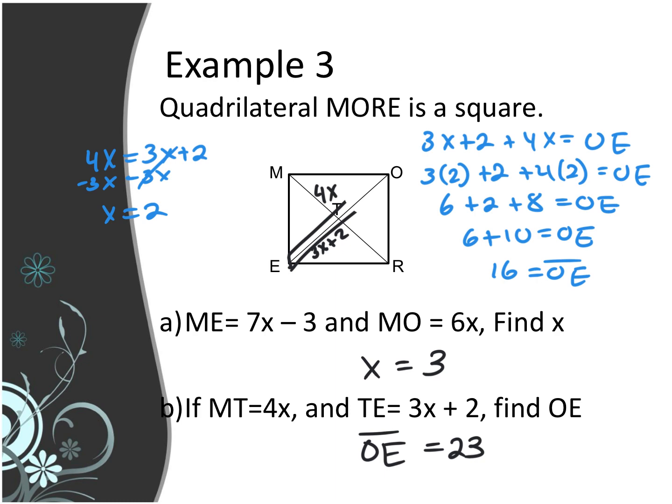In the first way, we did it with the x we found earlier. But if you're not able to solve it earlier because they don't tell you anything, you can still find it by equating the two new segments, 3x plus 2 equals 4x. Because in a square, please remember that the diagonals are congruent because the square is a rectangle, so the properties apply to it as well.